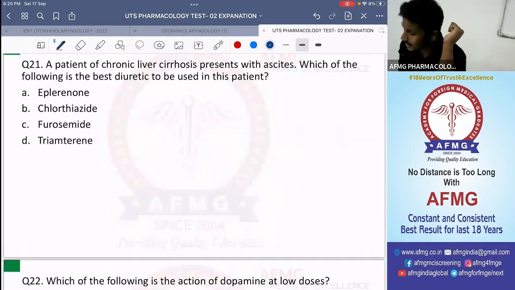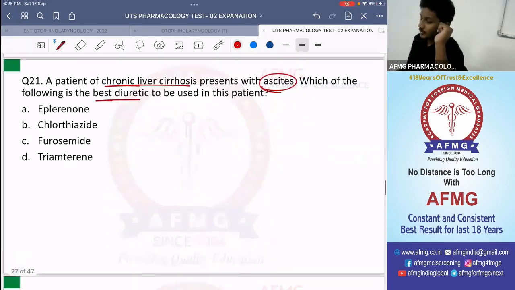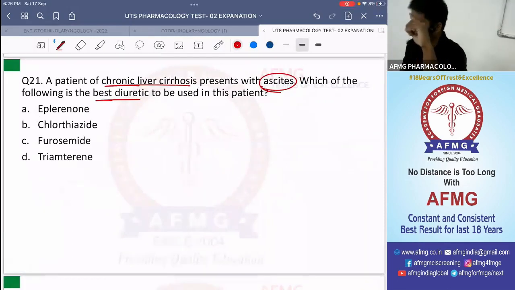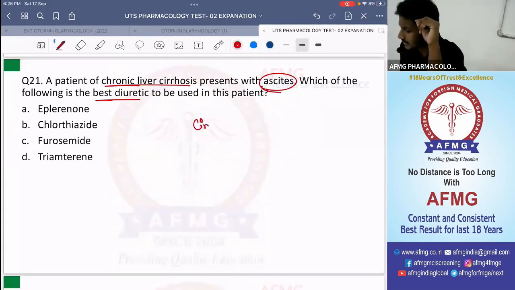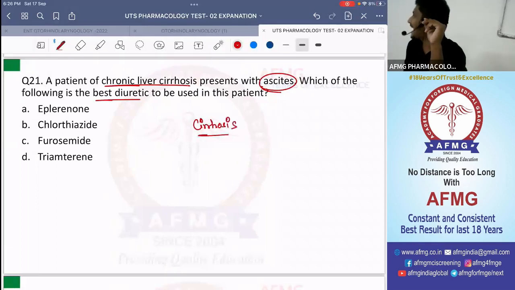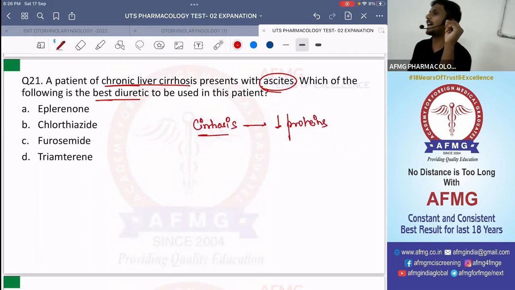A patient of chronic liver cirrhosis presents with ascites. Which of the following is the best diuretic to be used in this patient? So now I am coming to it. Now, in cases of ascites, in cases of cirrhosis, what usually happens in a patient of chronic liver disease or cirrhosis? The liver has been completely damaged. If the liver has been completely damaged, there would be decreased production of plasma proteins, the predominant one being albumin.